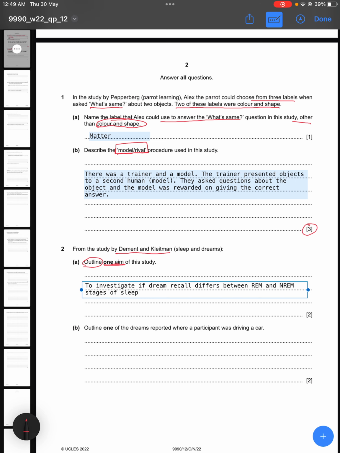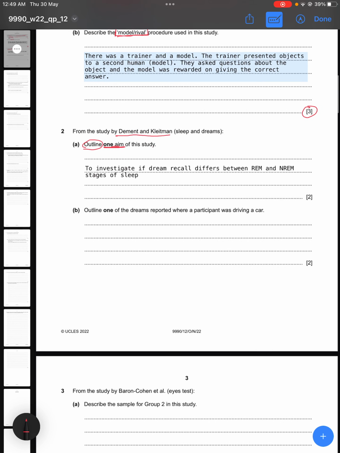You can write any other of the aims as well. There were 3 aims. You can write the other 2 as well. For example, to investigate if there was a positive correlation between estimates of dream duration and the length of REM sleep. You can also write to investigate if eye movement patterns were related to dream content. If you're writing that to investigate dream recall and stages of sleep, or to investigate estimates of dream duration, or to investigate eye movements in dreams, you're going to get partial marks because you're not giving details of the aims.